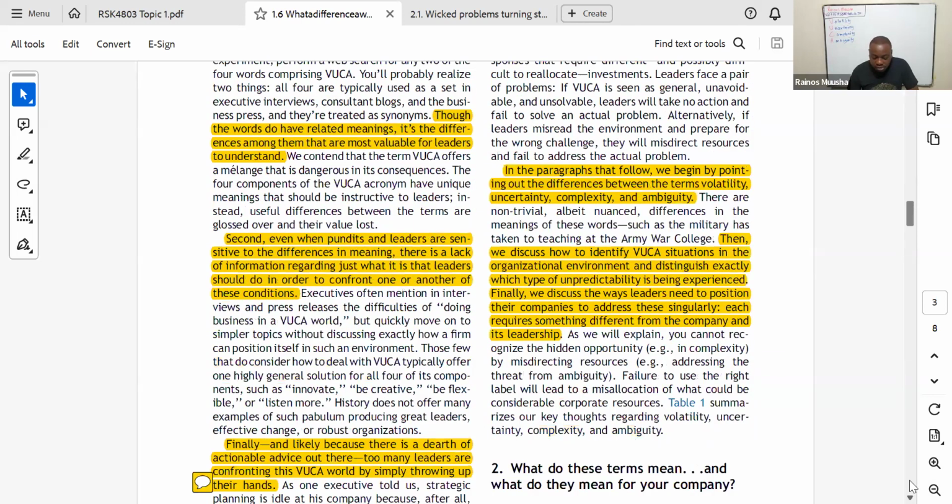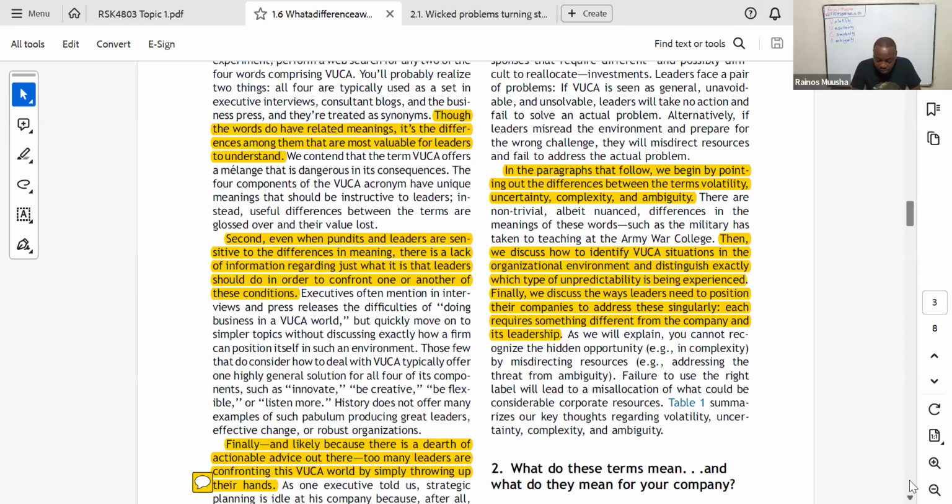Then the article goes on to say, in the paragraphs that follow, we begin by pointing out the differences between the terms volatility, uncertainty, complexity, and ambiguity. And there's a table that we're also going to be looking at, which gives you the scenario of volatility, describes what it is, and also how you can deal with a situation that is volatile, for example. And the same goes for uncertainty, complexity, and ambiguity as well.